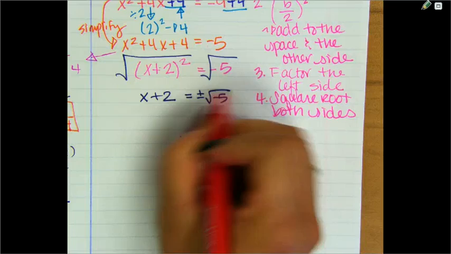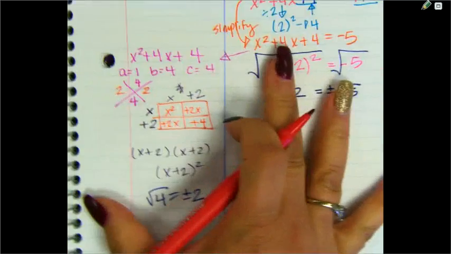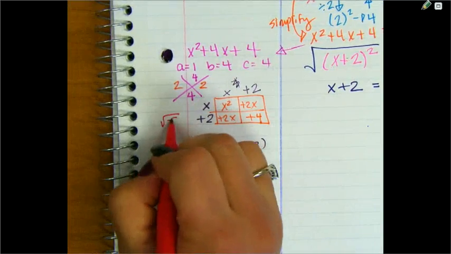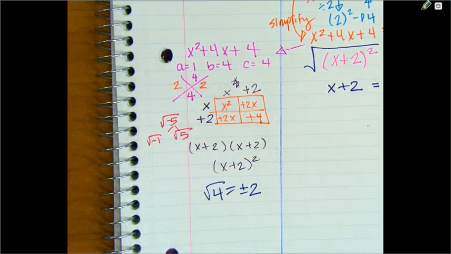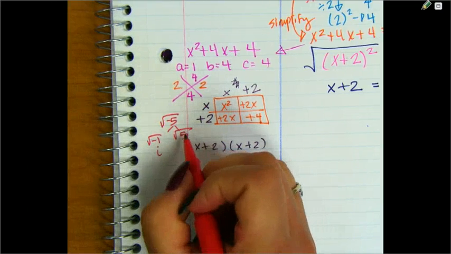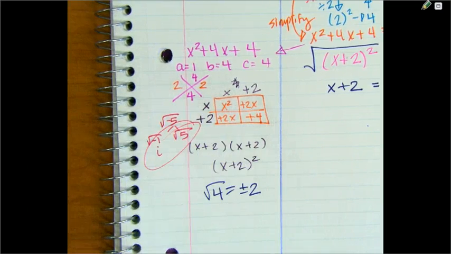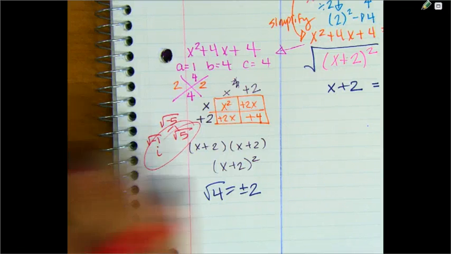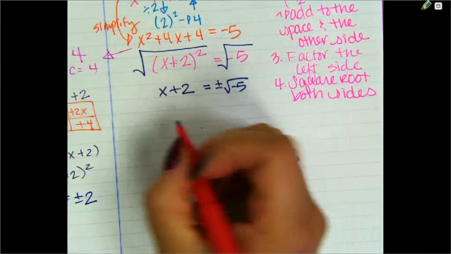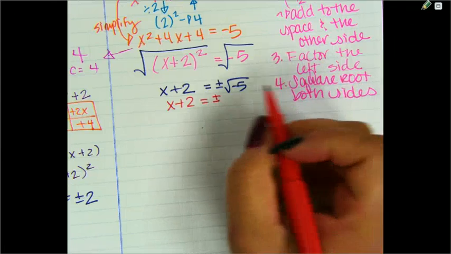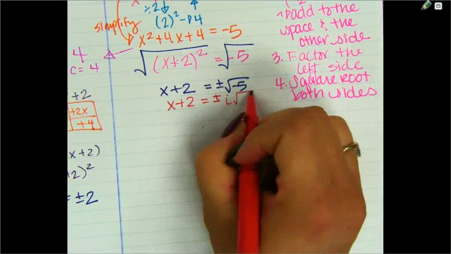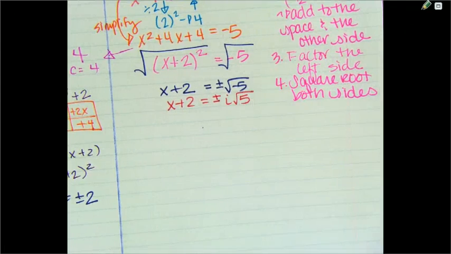Now I need to fix the square root of negative 5. The square root of negative 5 is just the square root of negative 1 times the square root of 5. What is the square root of negative 1? i. What is the square root of 5? Square root of 5. So then I get x plus 2 equals plus or minus what? i radical 5. Now what do I do?